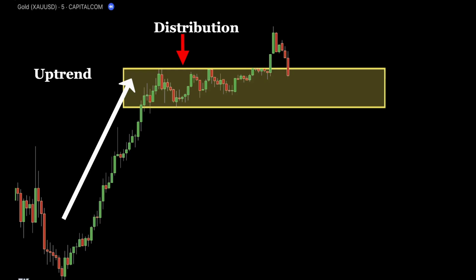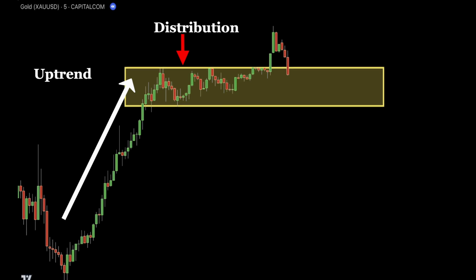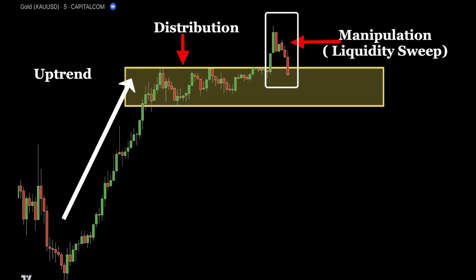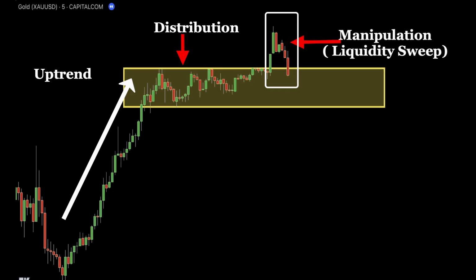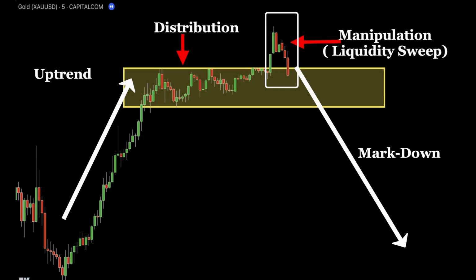As we discussed, when the market consolidates after an uptrend, it usually means that smart money, the institutions that bought during the trend, are gradually taking profits. This results in a sideways consolidation stage. Next, the market breaks above the resistance level but then closes back inside the range. This is a classic liquidity sweep and a form of manipulation. Now, we have 3 key steps: distribution, manipulation, and markdown.